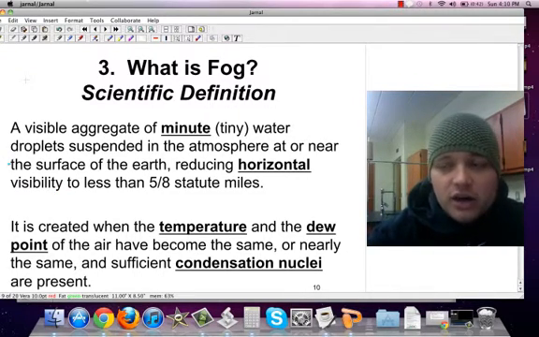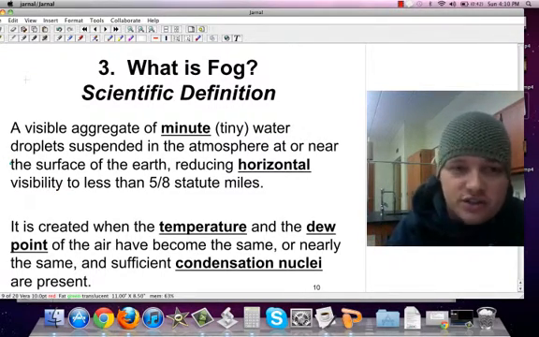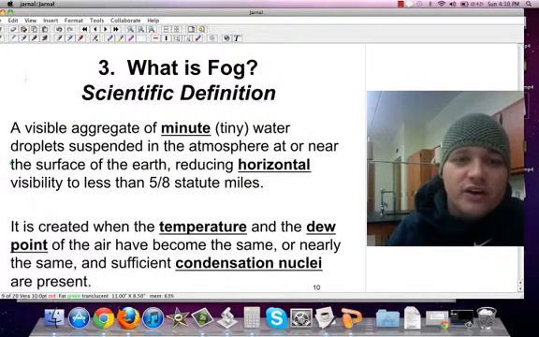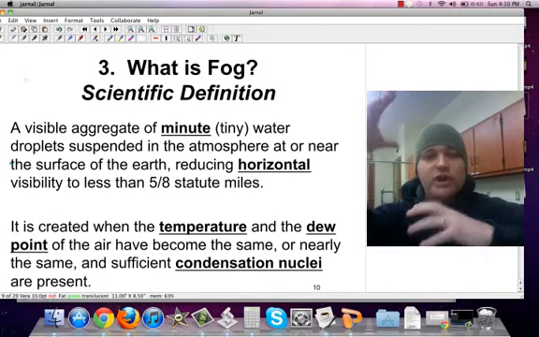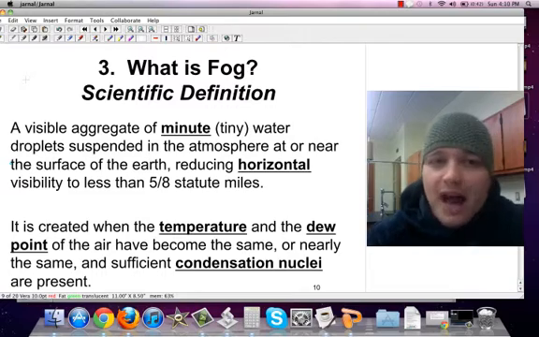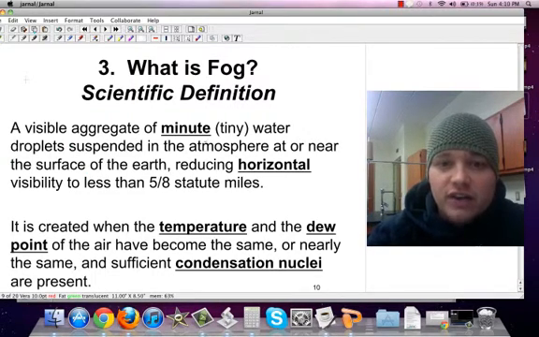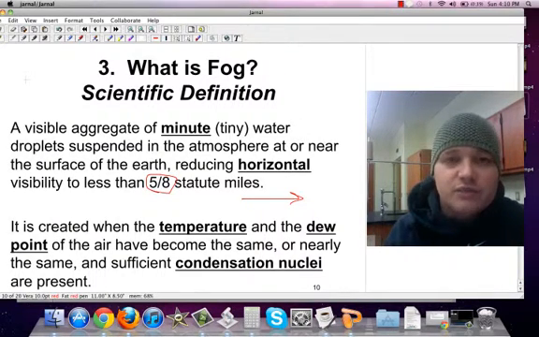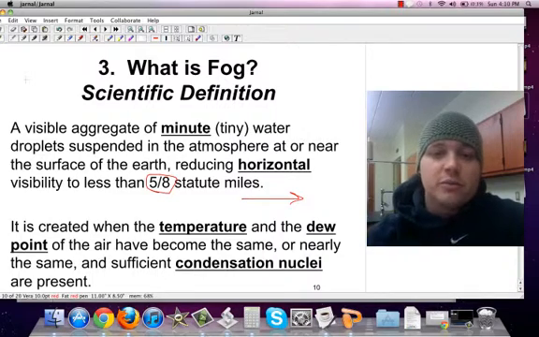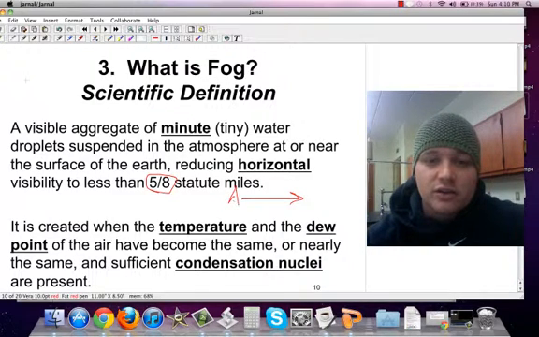So when you look at fog and you want the real, scientific definition of it, it's a very minute, very tiny water droplet that's suspended within our atmosphere, floating around us. And it reduces the horizontal visibility. So if you're looking in a particular direction, they're saying that 5/8 of a mile is what they define as fog being formed. So 5/8 of a mile between point A, where you are standing or looking from, and an object down the road at point B.